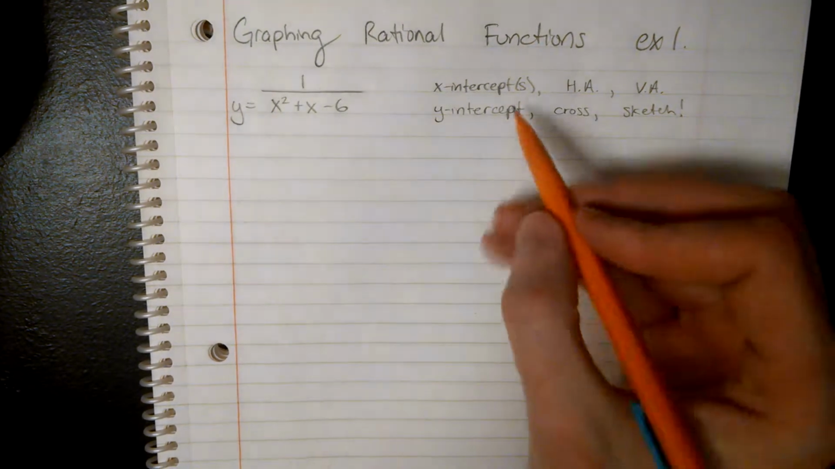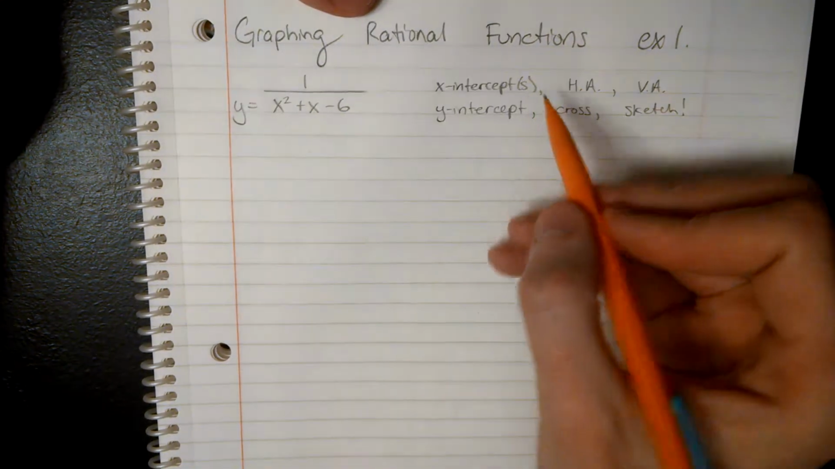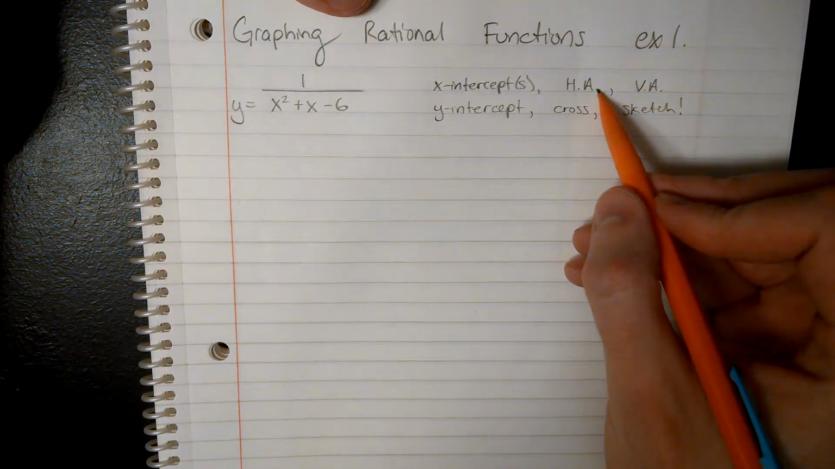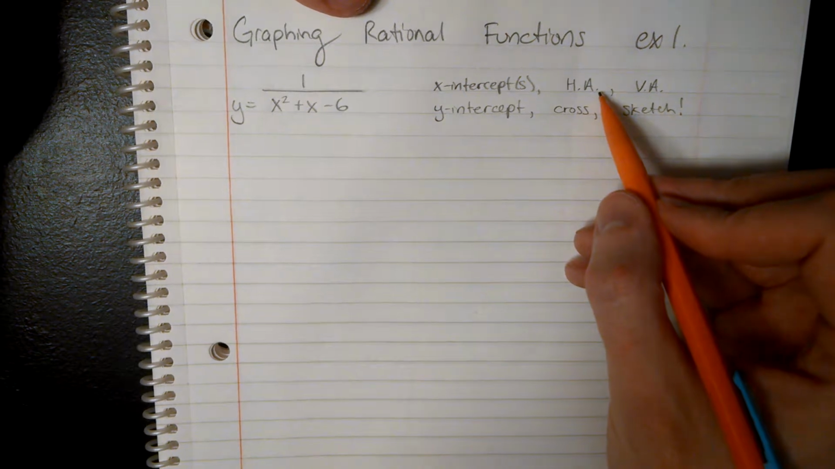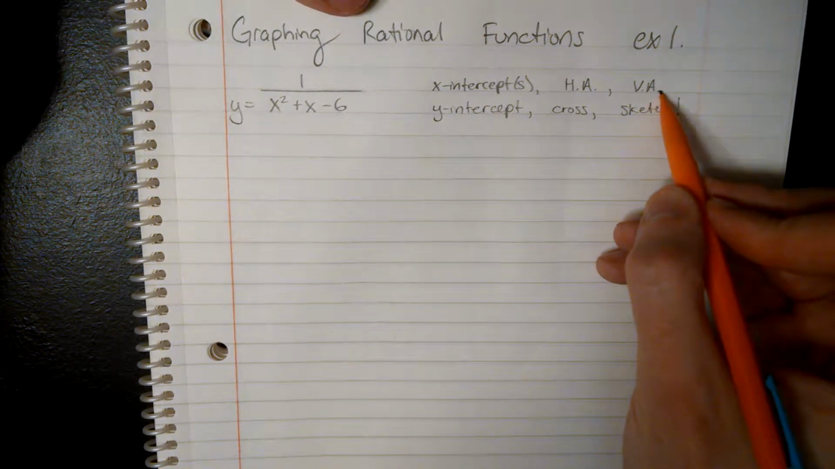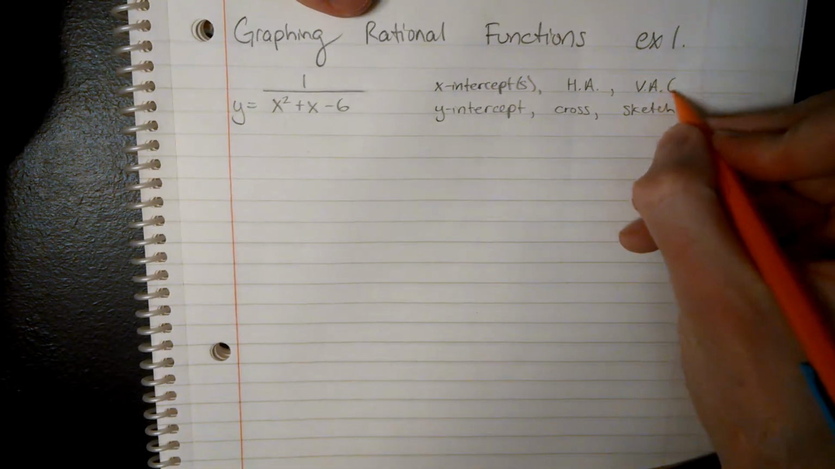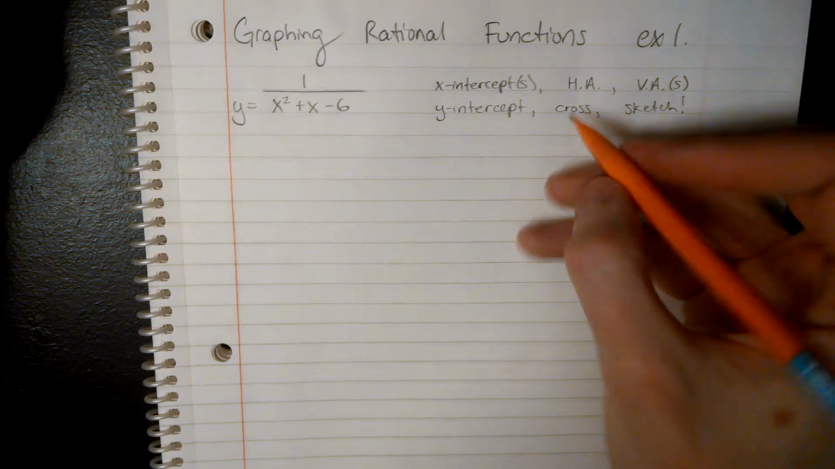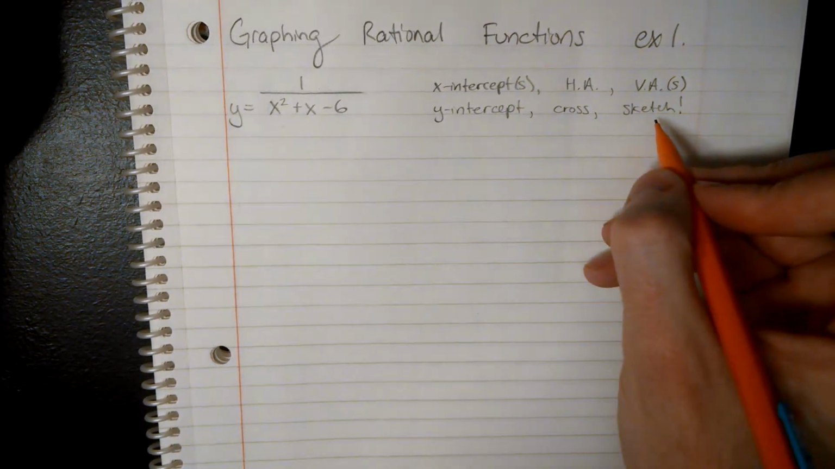I made a list here of the things I want to look for in this particular example. I need to find the x-intercepts, if they exist, the horizontal asymptote, or I guess technically there could be an oblique asymptote, a vertical asymptote, there could be multiples of those. The y-intercept, I'm going to check the cross, and then I'm going to sketch my graph.